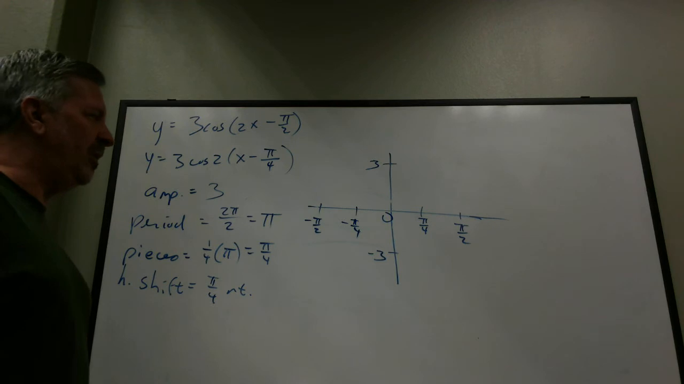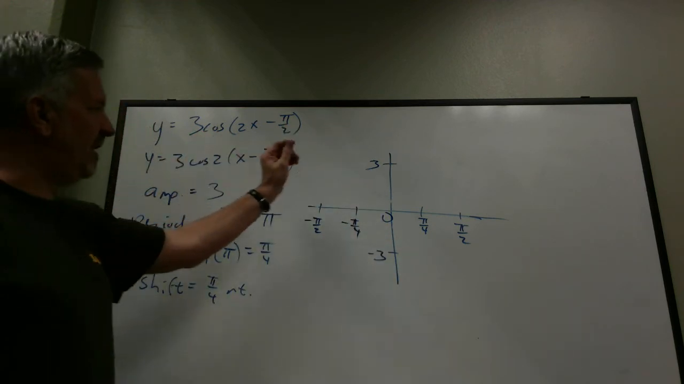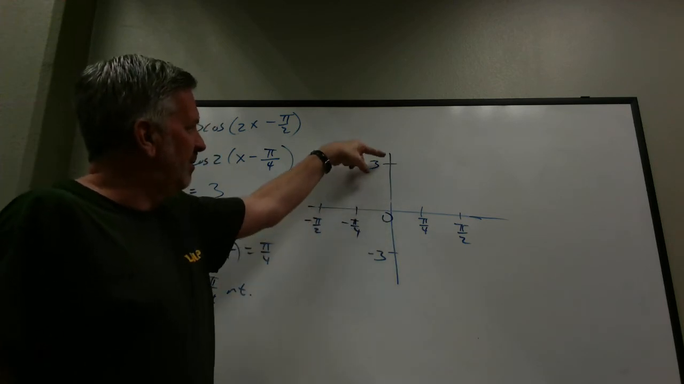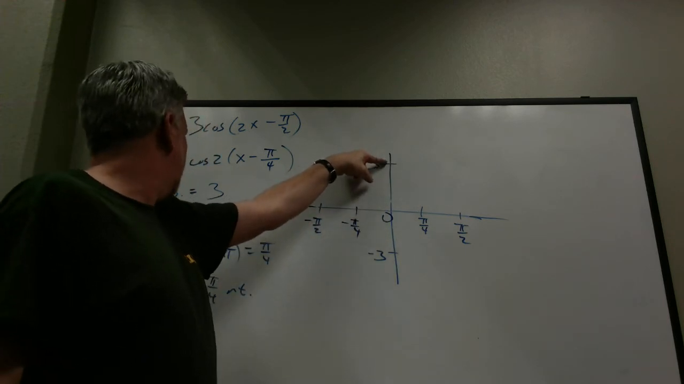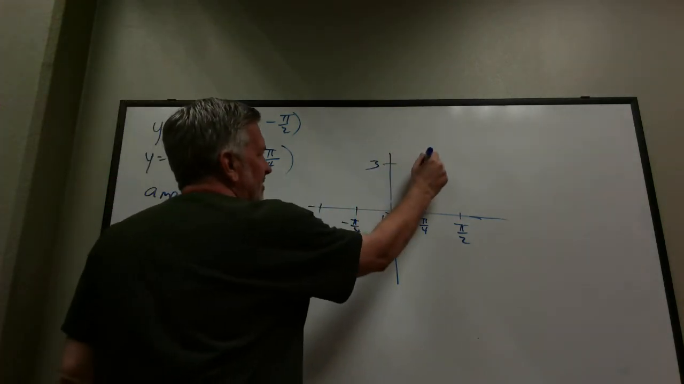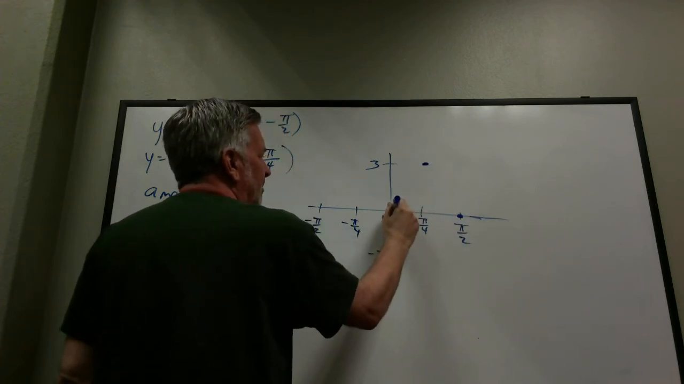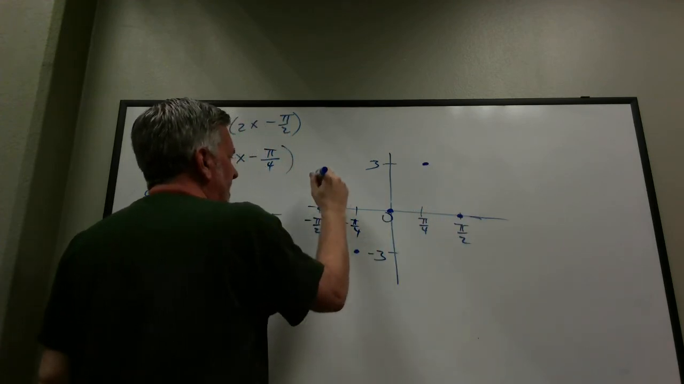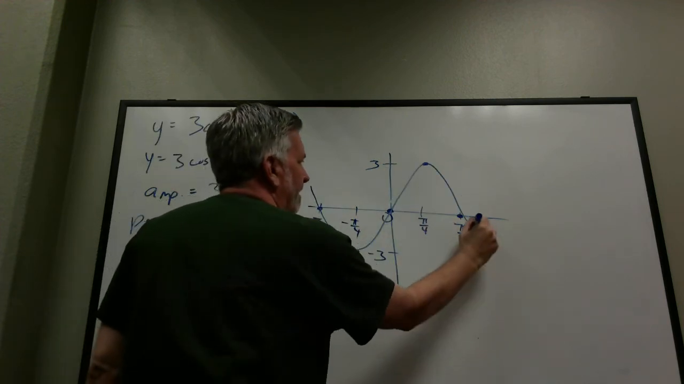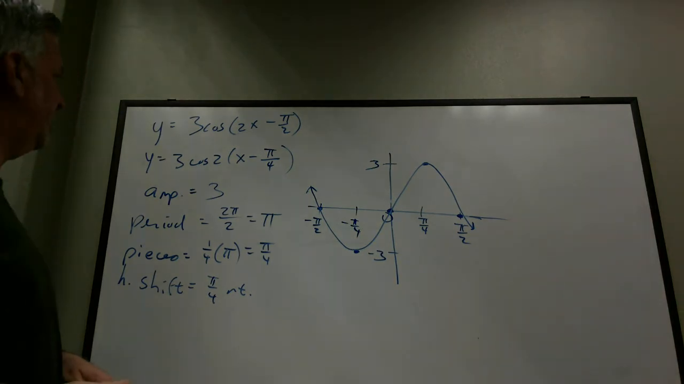Okay, so now what do we do? Once you get your scaling, you ask yourself, what does the original cosine graph do on the y-axis? It crosses at 0, 1, but we changed the amplitude to 3, and we shifted to the right pi over 4. And we didn't reflect, so that shifts to here. That's a high, that's a middle, high, middle, low, middle. There we go. Okay, so that's that graph.